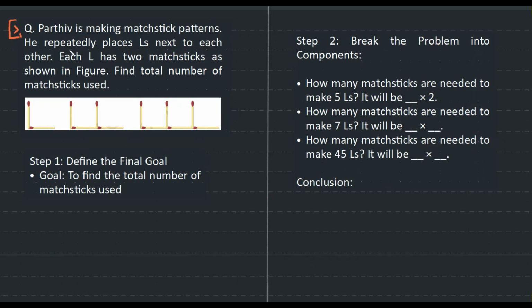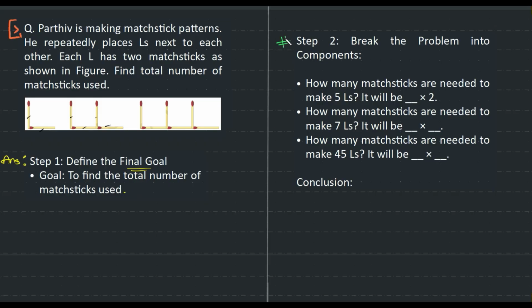Okay, so the question is, Prithvi is making a matchstick pattern. He is making L shapes in this manner. So each L shape takes up how many? 1 and 2. 1 and 2, 1 and 2. 2 matchsticks. We need to figure out the number of matchsticks used. So here the goal is the very first thing that we need to see: to find the total number of matchsticks used.